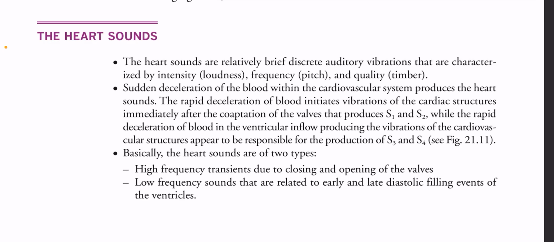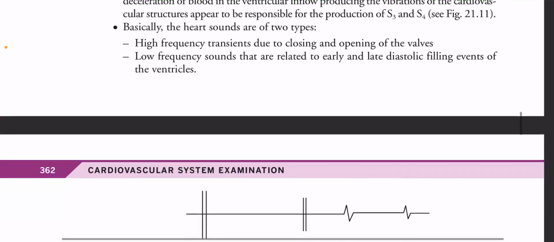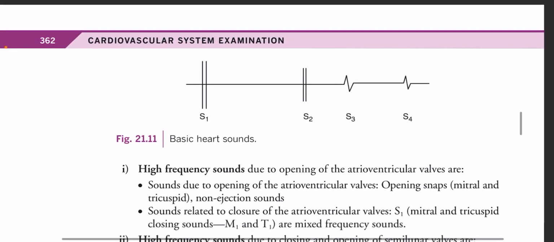Basically, the heart sounds are of two types: high frequency transients due to closing and opening of the valves, and low frequency sounds that are related to early and late diastolic filling events of the ventricles. The figure shows basic heart sound, first heart sound, second heart sound, third heart sound and fourth heart sound.